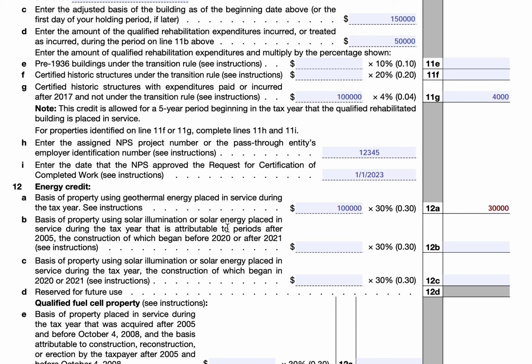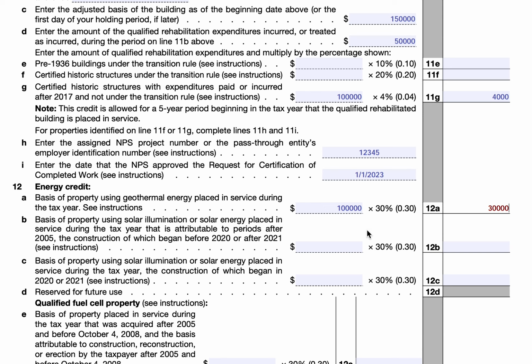For line 12B, this is for solar property, and solar energy property is property that has equipment that uses solar energy to illuminate the inside of a structure. It could be electrochromic glass that uses electricity to change light transmission properties to heat or cool a structure, or it uses solar energy to generate electricity, heat or cool water, for example, in a structure, or provide solar process heat, as long as it's not to heat a swimming pool.